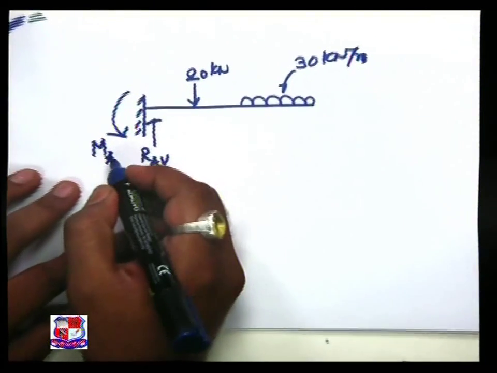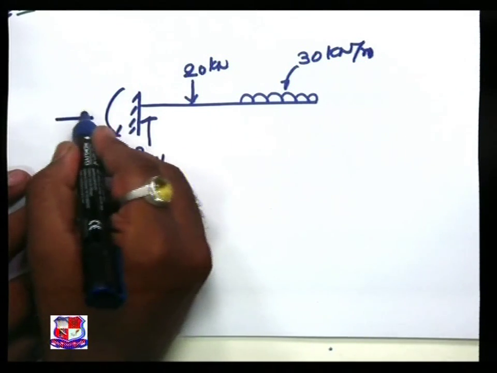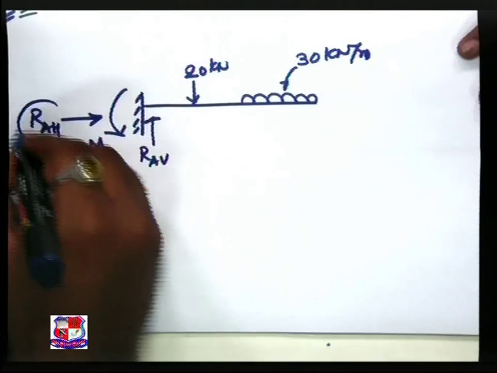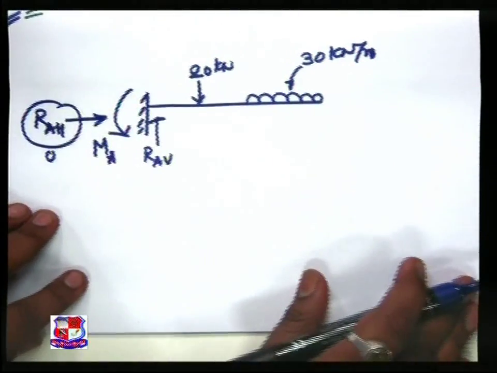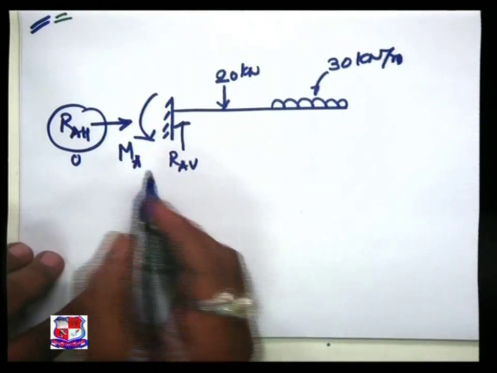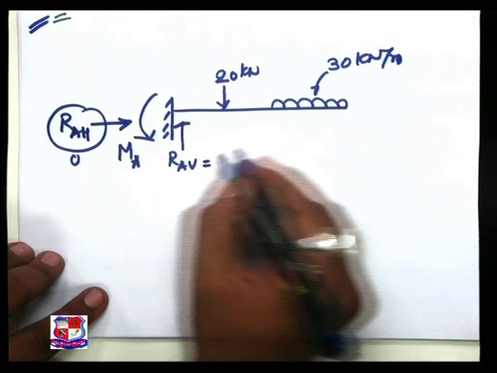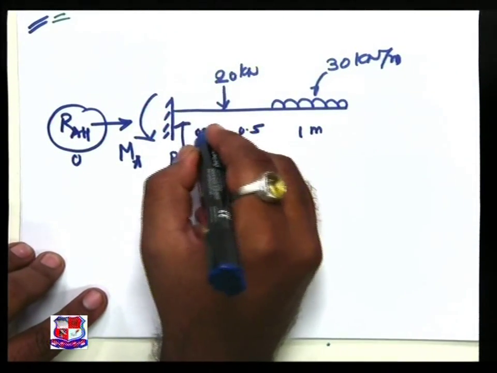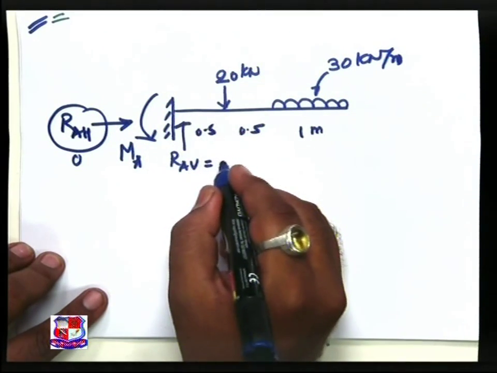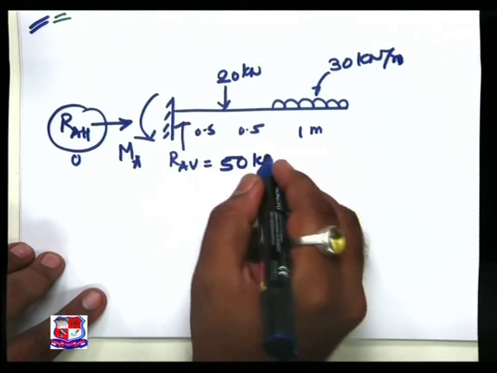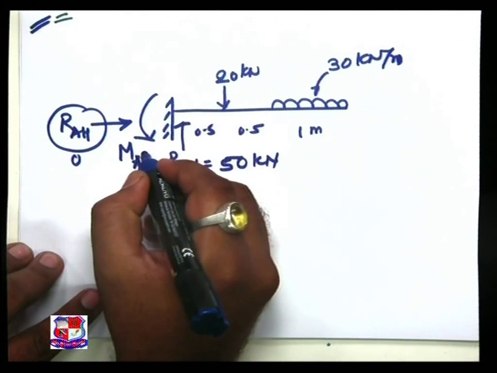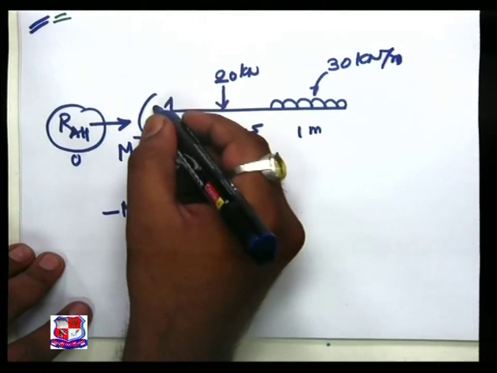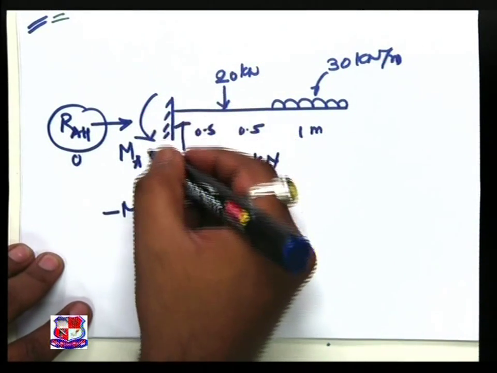MA, and this is RAH. This we got it 0. This RAV we found out as 50 kilonewton, because this is 1 meter, this is 0.5 meter, this is 0.5 meter. The intention is to find out MA, then minus MA, as we have assumed it is anti-clockwise.